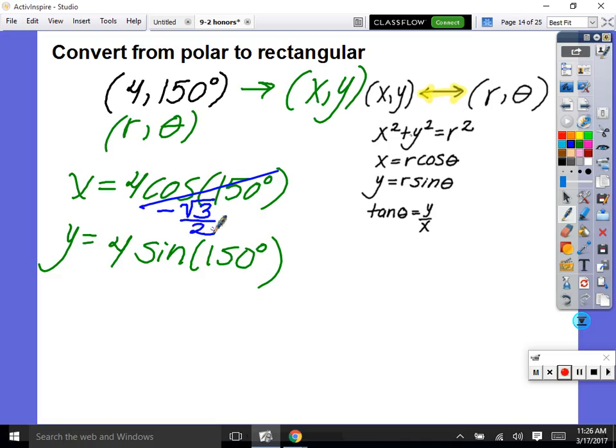We use this formula. See how we have an r, cosine theta? We have r, we have theta. So do you see how we can just literally plug it in? 4 cosine of 150. Does that make sense? And then 4 sine of 150. But now you've got to simplify it because we know the cosine of 150 is negative root 3 over 2. So we have negative 4 times root 3 over 2.